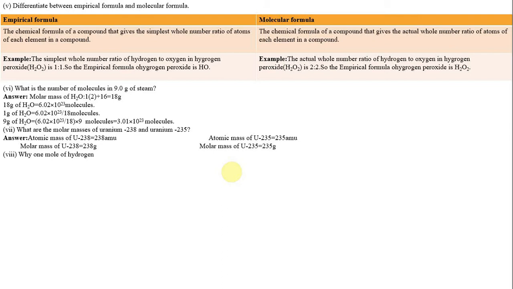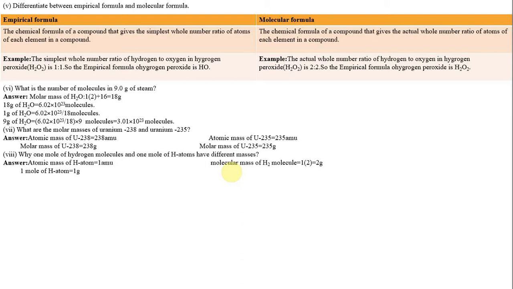Number 8. Why do 1 mole of hydrogen molecules and 1 mole of hydrogen atoms have different masses? Atomic mass of hydrogen atom is 1 AMU. Molecular mass of H2 molecule is 2 gram. 1 mole of hydrogen atom is equal to 1 gram and 1 mole of H2 is equal to 2 gram. Because molecular mass of hydrogen molecule is twice the atomic mass of hydrogen atom, therefore molar mass of hydrogen molecule is twice the molar mass of hydrogen atom.